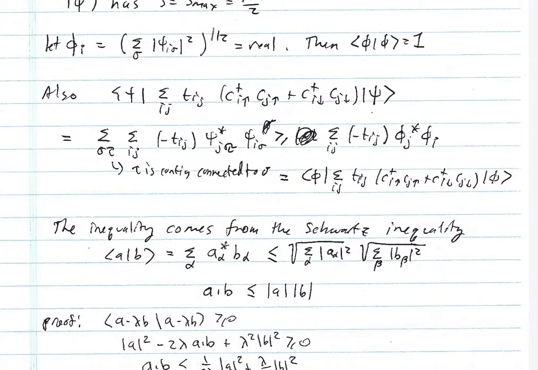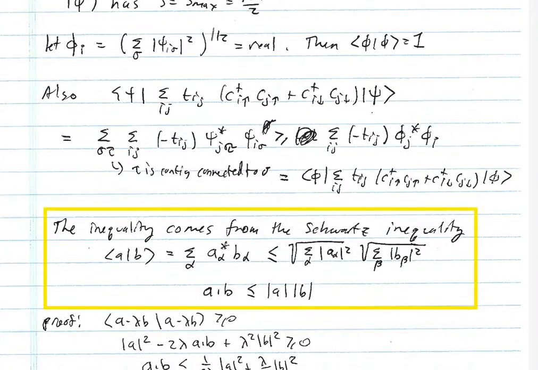Now the inequality comes from something called the Schwarz inequality. We have covered this before in the class. That looks at an inner product between two vectors A and B, which can be written as a sum over alpha of A alpha star B alpha, and that's less than or equal to the product of the norms of each of the vectors: the square root of the sum over alpha modulus A alpha squared multiplied by the square root of the sum over beta modulus B beta squared. Schematically, I write that as A dot B is less than or equal to the norm of A times the norm of B.